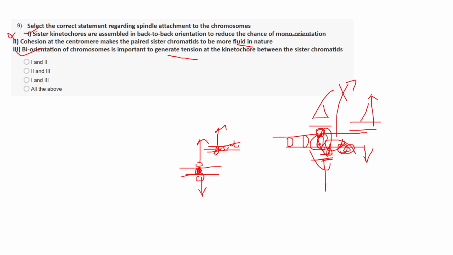So the bi-orientation of the chromosome is essential rather than the mono-orientation, as I discussed over here. If the sister chromatids are not oriented in the duplicate form, then the tension will not form properly between the two sister chromatids. So options 1 and 3 are correct. That is option C.